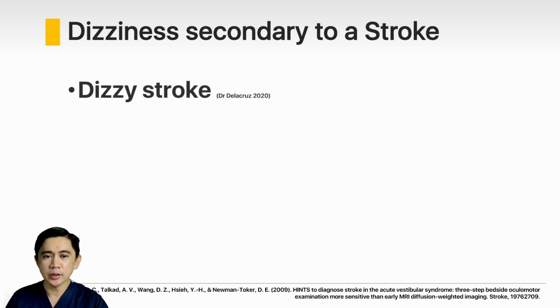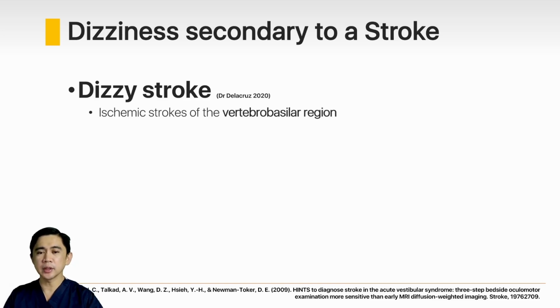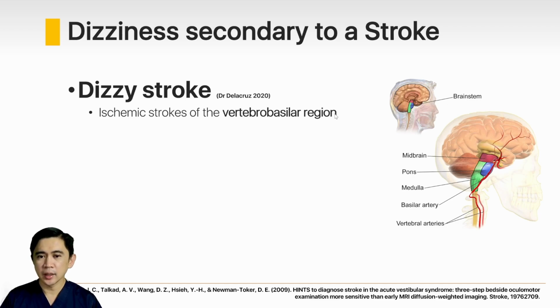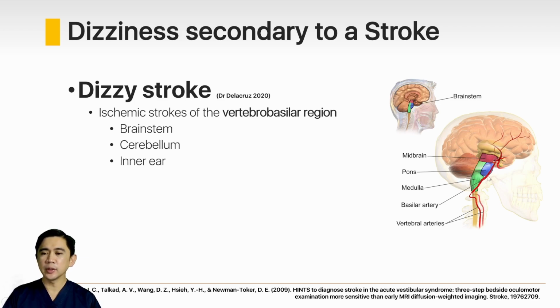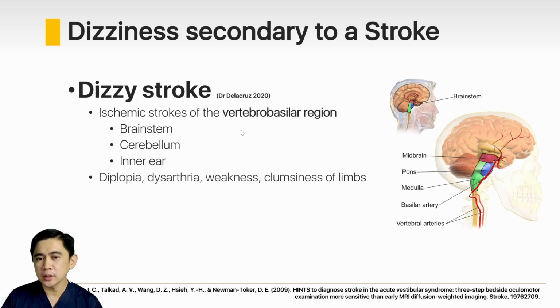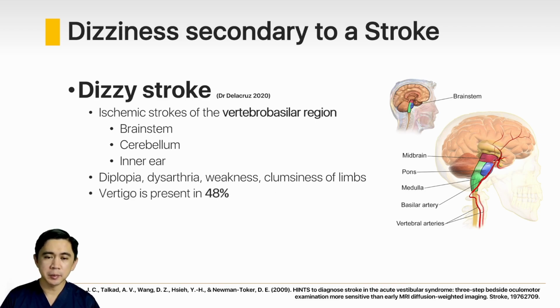Dizziness secondary to a stroke, which I usually call a dizzy stroke, is usually an ischemic stroke of the vertebrobasilar region. It's over here. And the vertebrobasilar region supplies the brainstem, the cerebellum, and the inner ear, all of which will have profound effects on the vestibular system. A dizzy stroke of the vertebrobasilar region will present with diplopia, dysarthria, weakness, clumsiness of limbs, and vertigo is usually present in almost half of the patients.